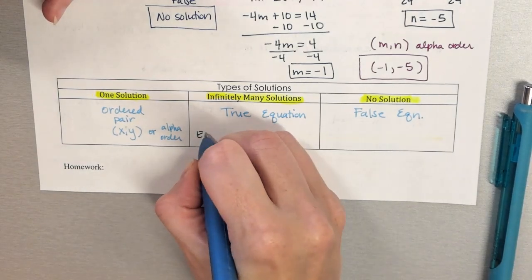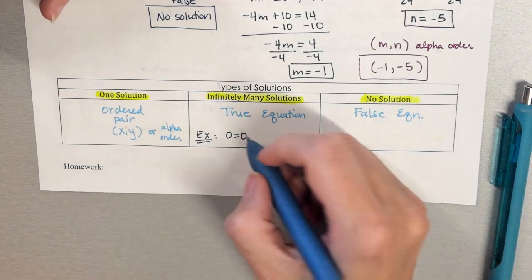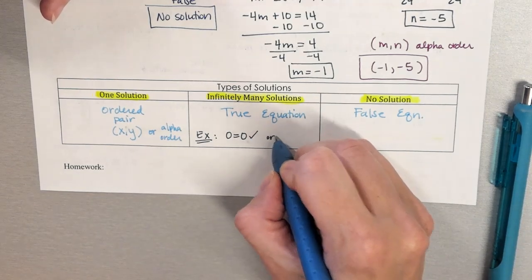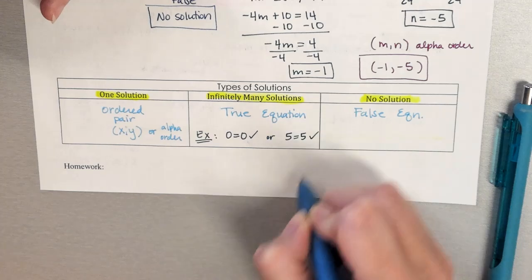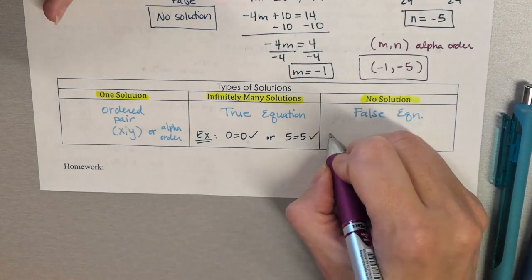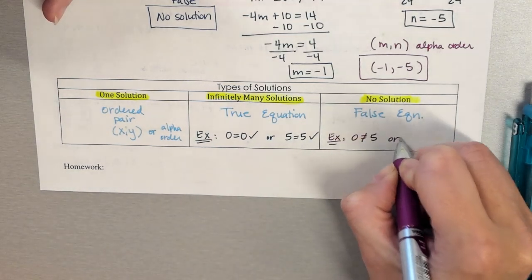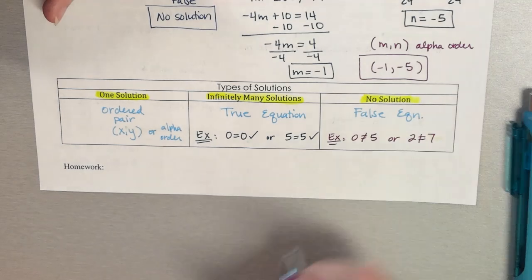Okay, so for a true equation, some examples would be if you have 0 equals 0. Sometimes I'll put a little check. Or 5 equals 5. Those would be true. For false equations, you might have something like 0 is equal to 5 or 2 is equal to 7. Those are both false.